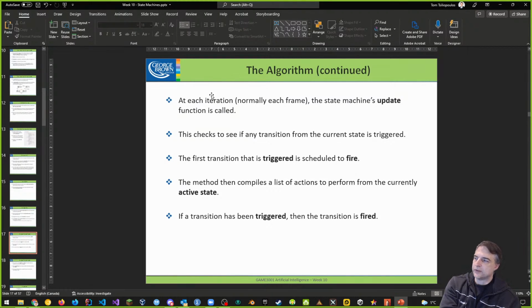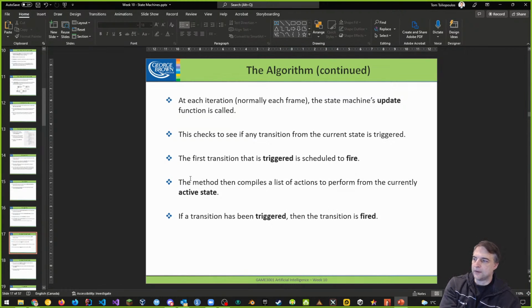So at each iteration, think about this as every frame, as an example, the state machine's update function is called. That update function is going to be linked to, let's say, the scene's update function, just like we do with a lot of our game objects today. And then what we do is we check to see if any transition from the current state has been triggered. So did we trigger a state change? If the state change has been triggered, let's say a transition is scheduled to fire, then we wait for the next frame in order for that to happen, typically.